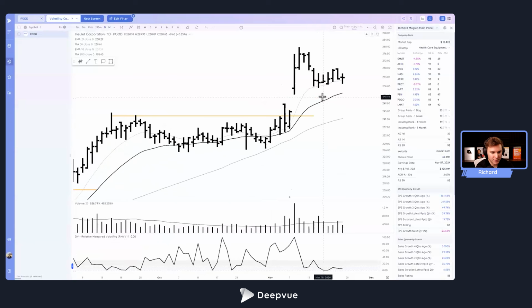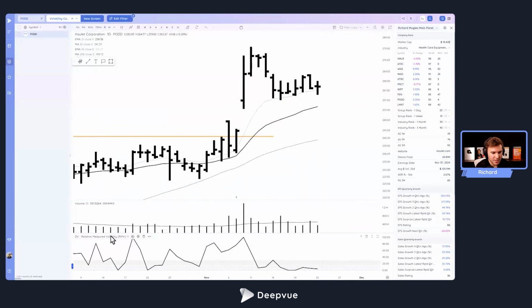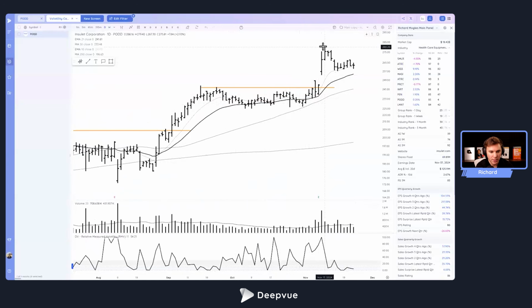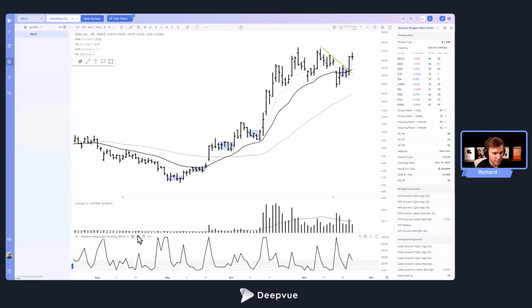POD, yep, tight. This is why it's been on my radar after an expansion move up. I love a stock that shows power and then forms a tight area. That's kind of what I'm looking for. OKLO, this is one that's a very fast mover. So again, you want to switch this to 5.